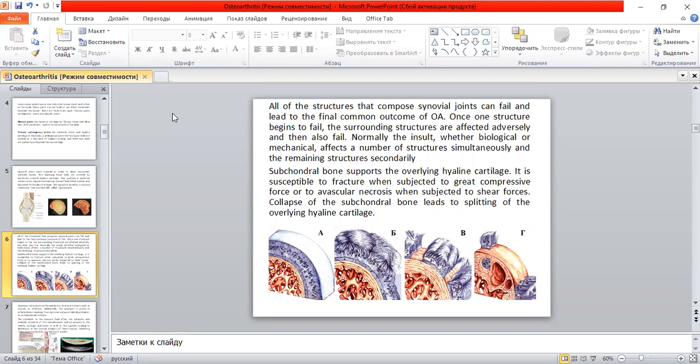Subchondral bone supports the overlying hyaline cartilage. It is susceptible to fracture when subjected to great compressive force, or to avascular necrosis when subjected to shear forces. Collapse of the subchondral bone leads to splitting of the overlying hyaline cartilage.